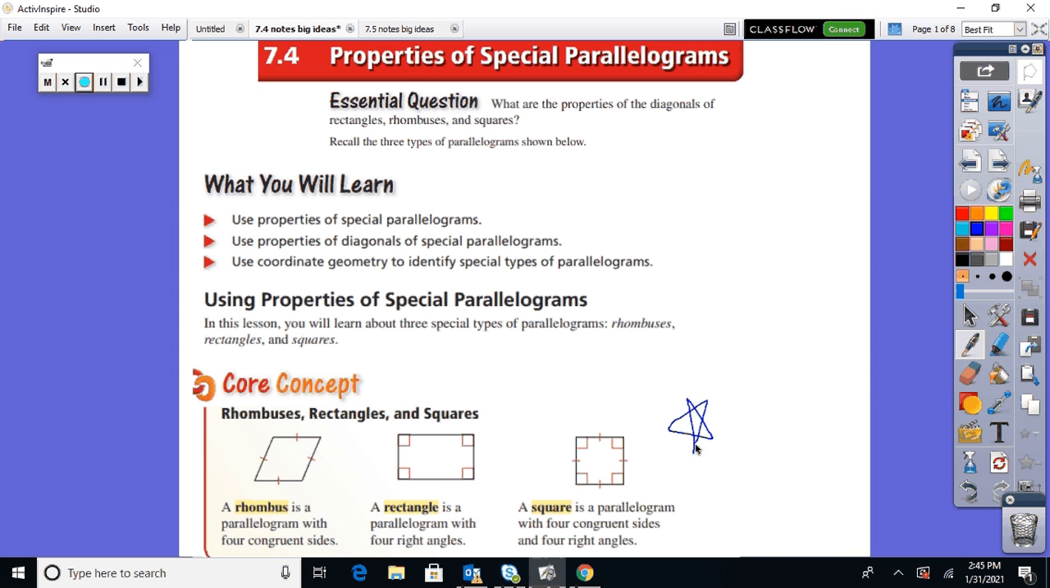they are parallelograms. So everything that applied to a parallelogram also applies to these three. Opposite angles congruent, opposite sides congruent, etc. All right, but now there are going to be some more specific things that occur here with these three shapes.